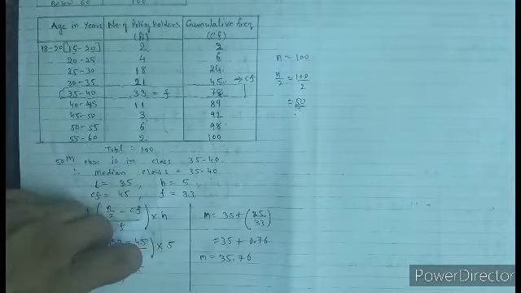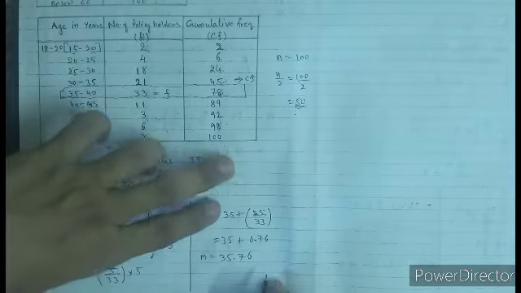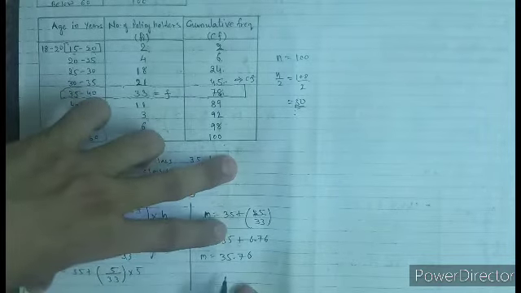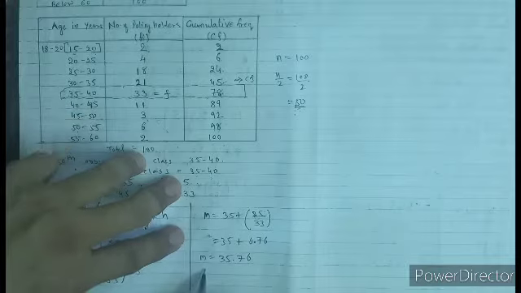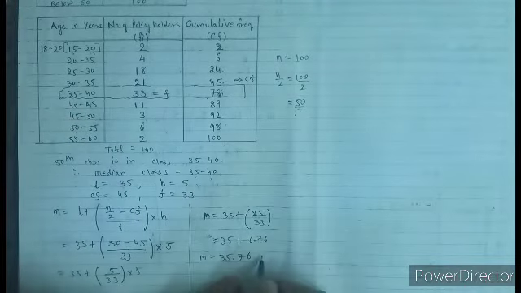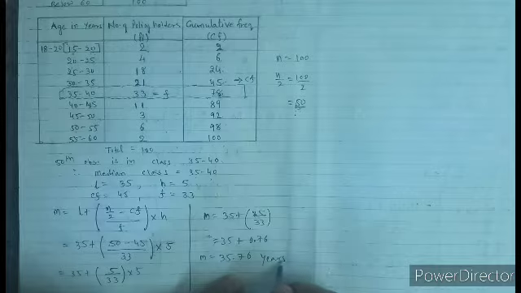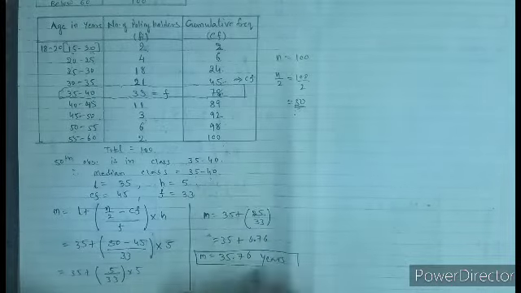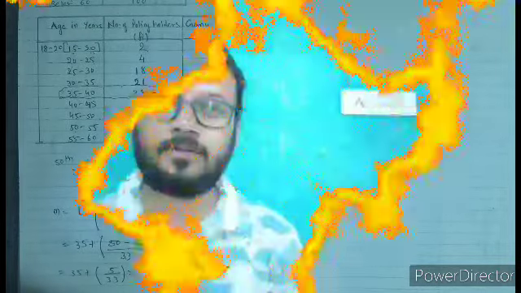35.76. As this is the median of the age of policy holders, so we can write that median M equals 35.76 years. This is your answer. So this was the case when the distribution is given as a less than type of frequency distribution, and we have to convert it into a regular frequency distribution and get the median.